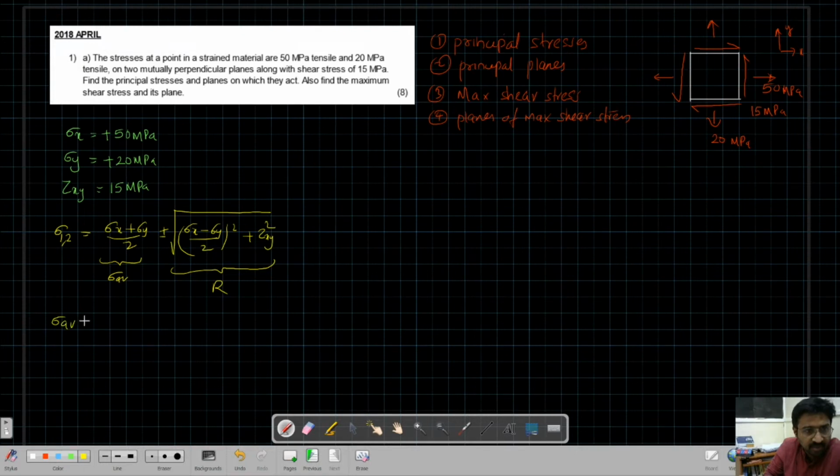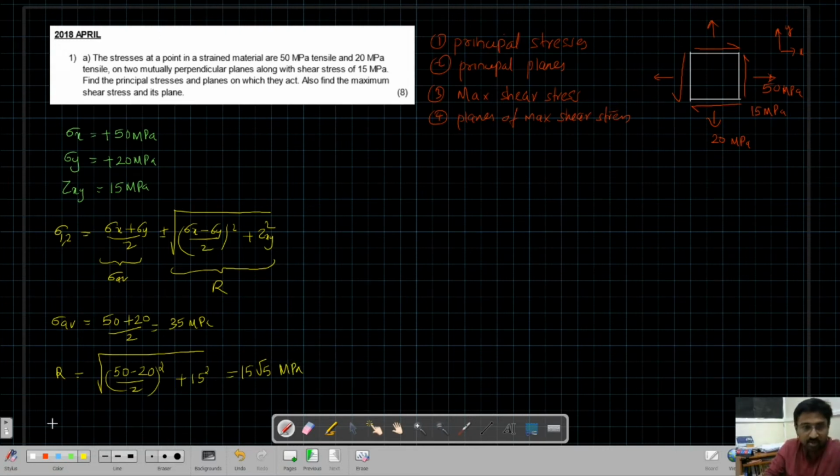Sigma average equals (sigma x plus sigma y) by 2, that is (50 plus 20) by 2, that is 70 by 2, that is 35. And R equals the square root of ((50 minus 20) by 2) whole square plus 15 square. This comes out to be 15 root 5 MPa.